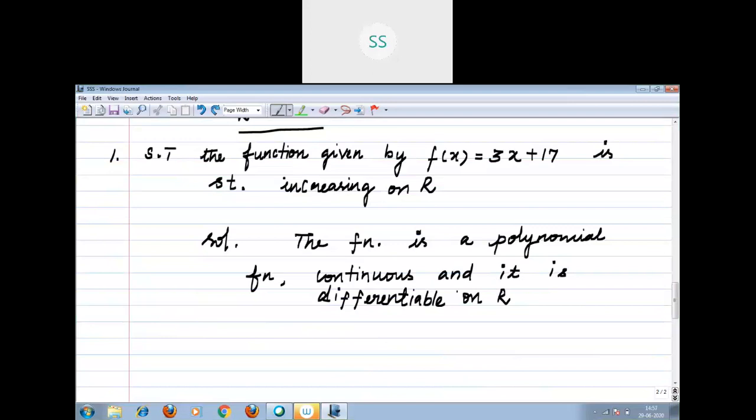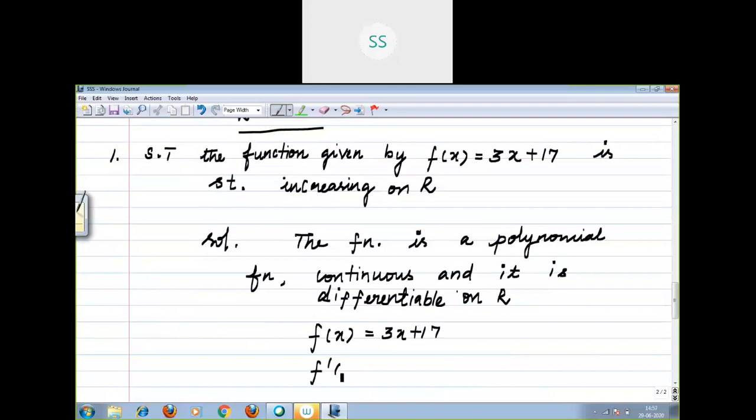First step, what do you want to write? The function is a polynomial function, continuous, and it is derivable or differentiable. Both are the same meaning only. Next, f of x, what is given to you? 3x plus 17. Fine.